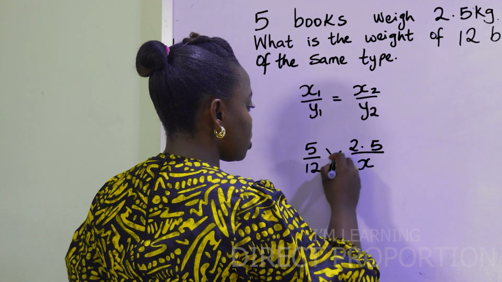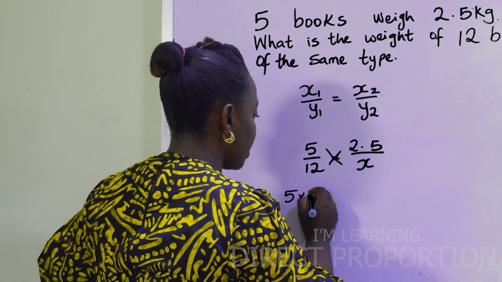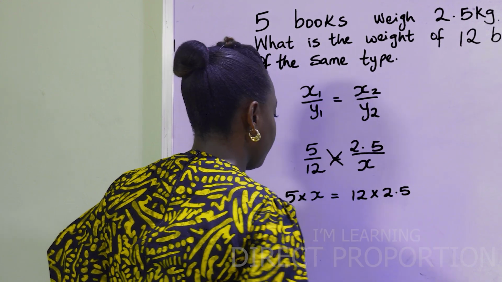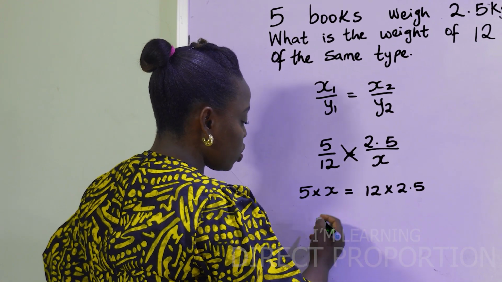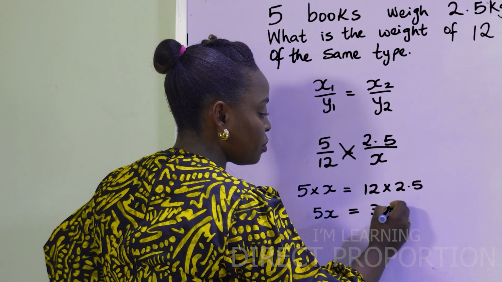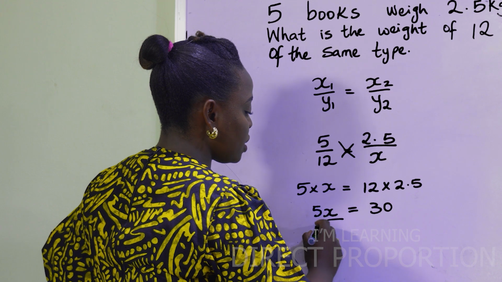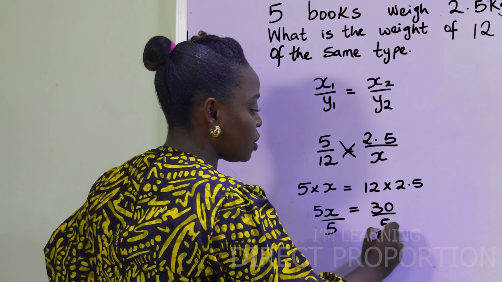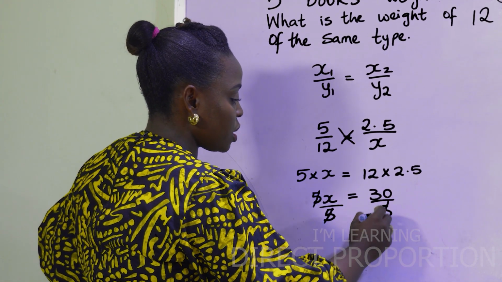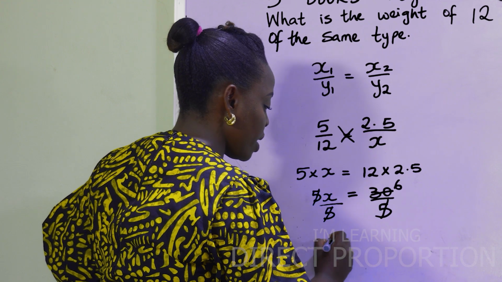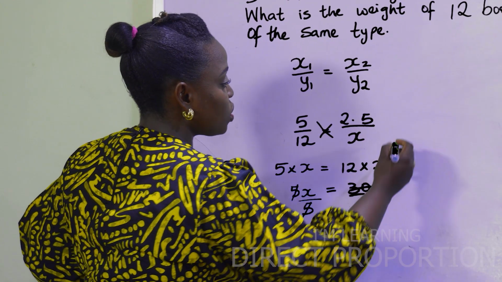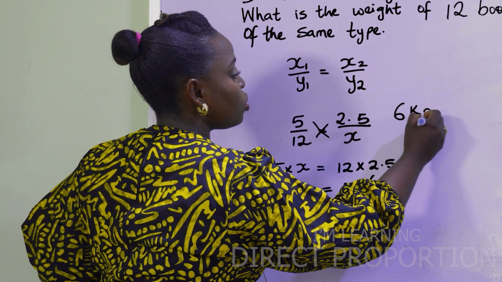Now, at this point, we cross multiply. So that means that 5 times x is equal to 12 times 2.5. Now, when we do this multiplication, you have that 5x is equal to 30. You divide both sides by 5. Remember, you want to be able to get x alone on one side. So by the time I do that, this crosses out, that 5 will go in 30 six times. My x is equal to 6. So that means my 12 books are going to weigh 6 kg.